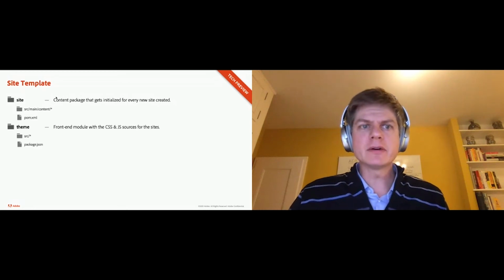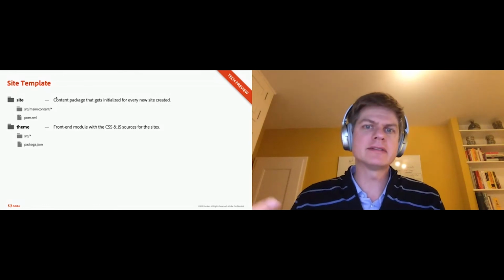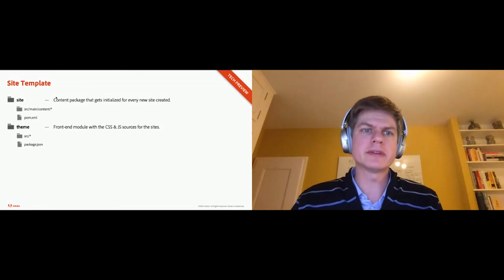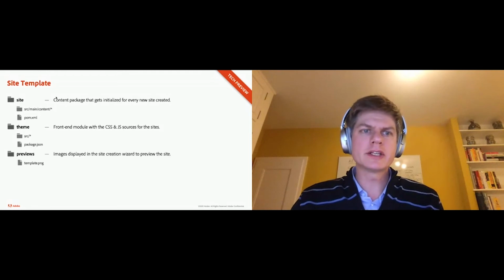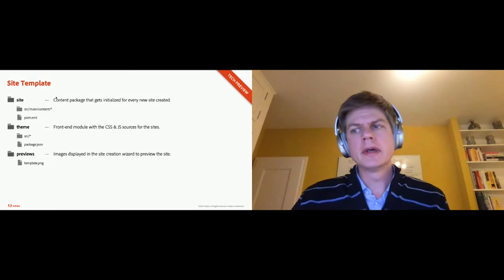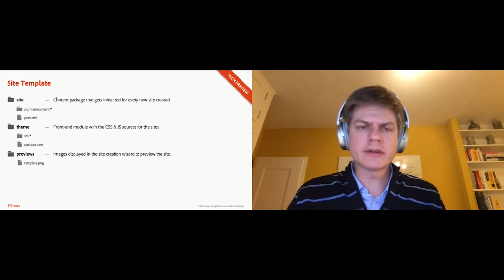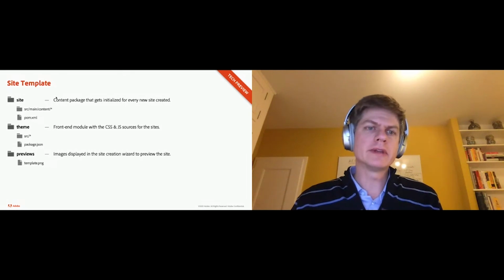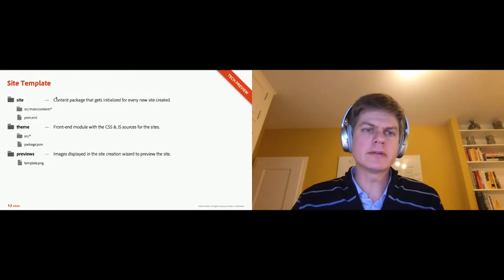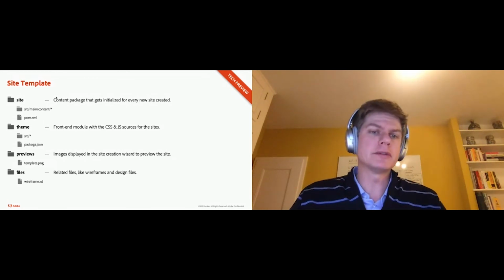The site template also contains the front-end theme. So this is basically the CSS and the JavaScript sources for the website that you want to initialize. It contains a few preview files. This is used in the site creation wizard, so that you can preview how the website is looking. For now, we are just displaying one image. And it can contain further files. So you can package other files into there.